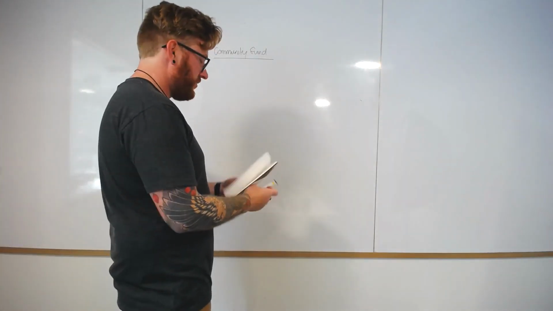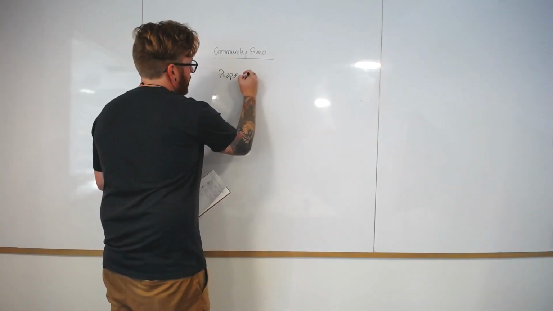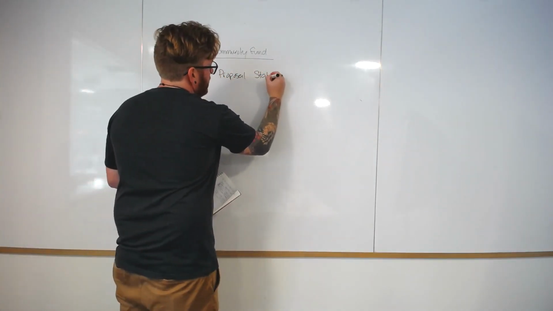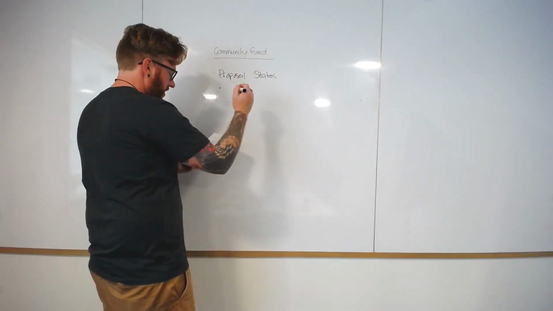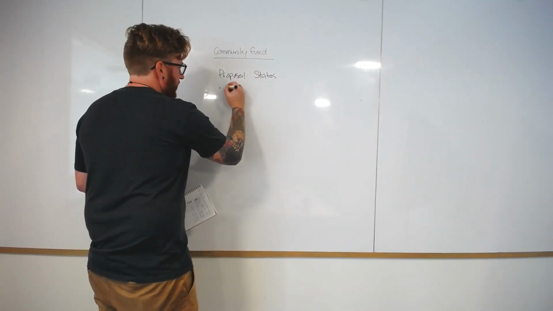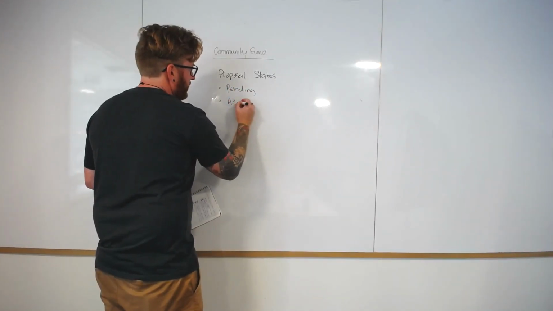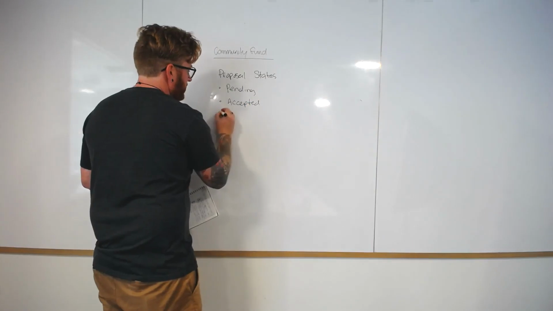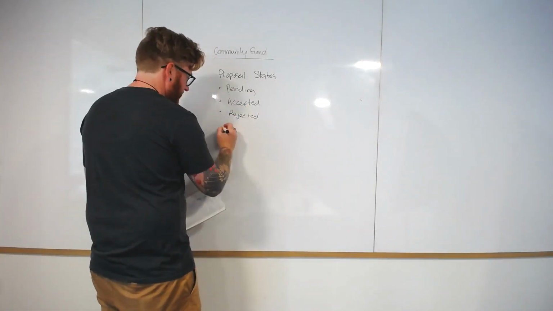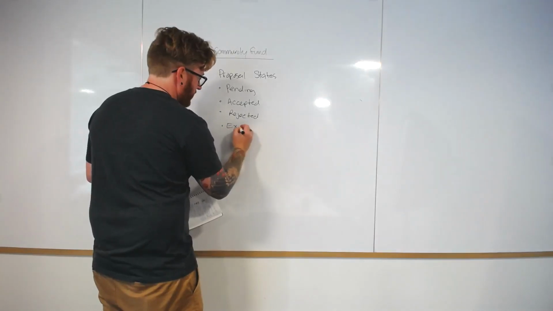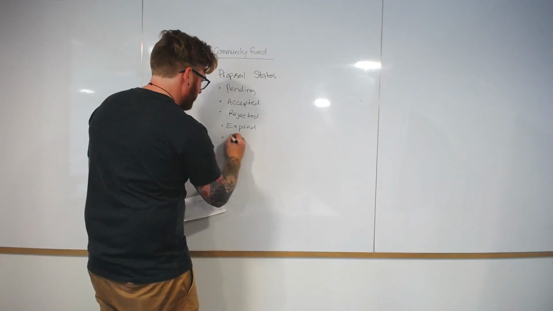So we want to talk about the proposal states now, so we understand the flow of how this stuff works. They have 5 states: pending, accepted, rejected, expired, and pending funds.